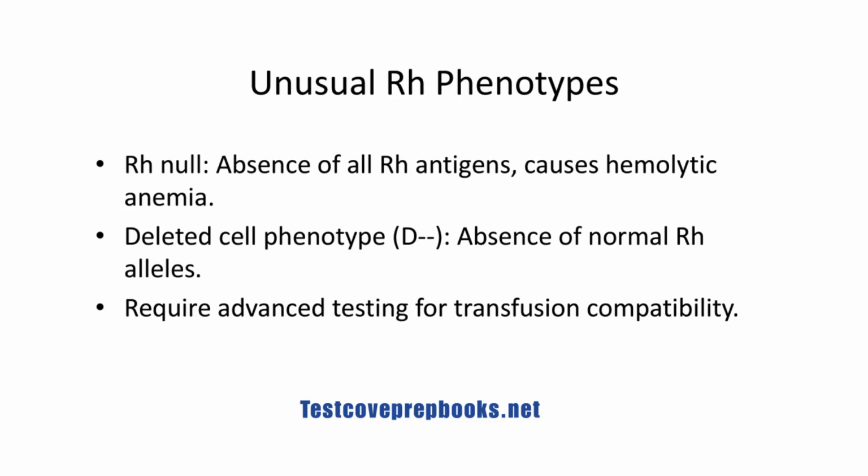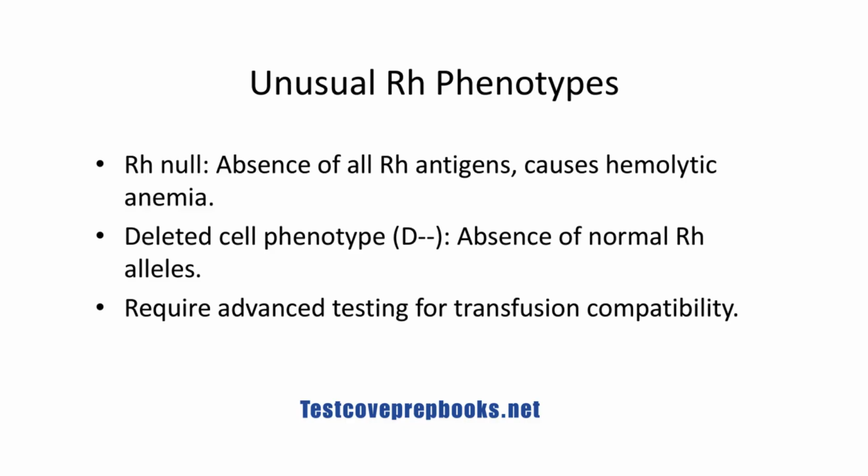Unusual Rh phenotypes. Some individuals exhibit rare Rh phenotypes that affect the presence of Rh antigens on their red blood cells. Rh null phenotype is characterized by the complete absence of Rh antigens, including D, C, E, c, and e. Because the Rh structure is an integral part of the red blood cell membrane, individuals with this phenotype often experience hemolytic anemia, a condition where red blood cells are destroyed faster than they can be produced.